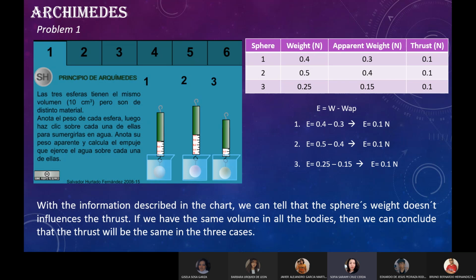With the information described in the chart, we can tell that the sphere weight doesn't influence the thrust. If we have the same volume in all the bodies, then we can conclude that the thrust will be the same in the three cases.